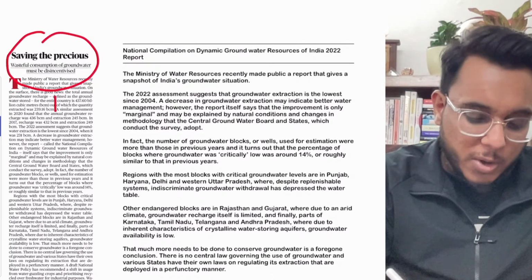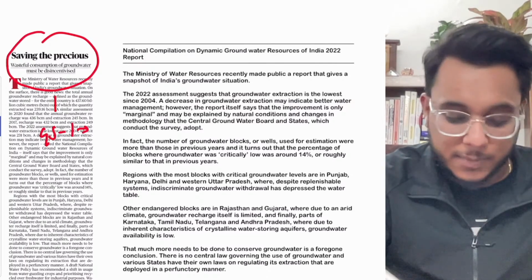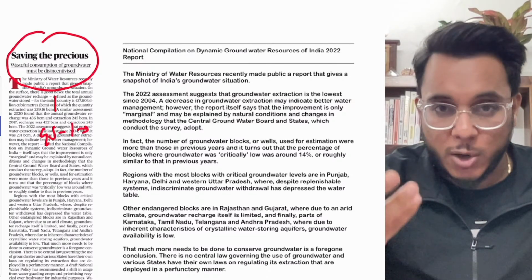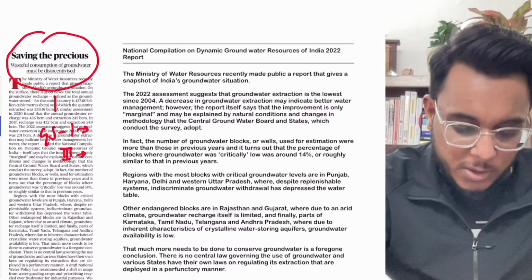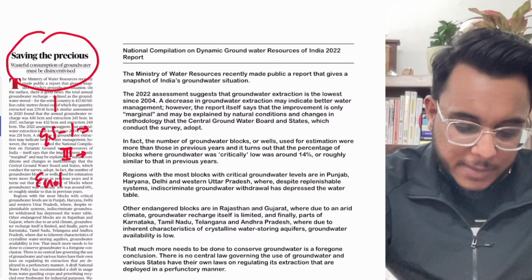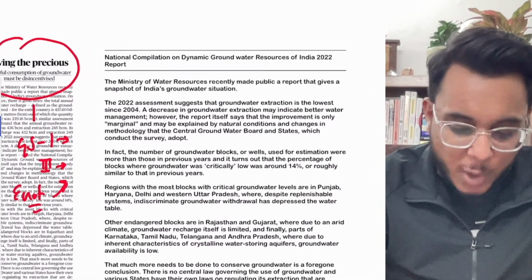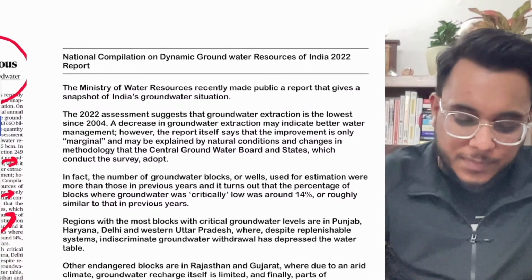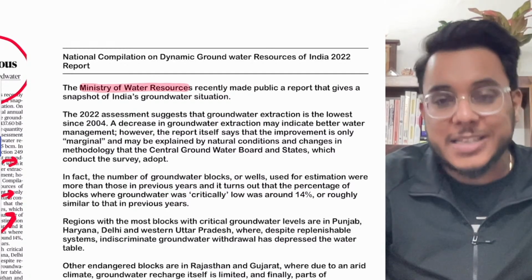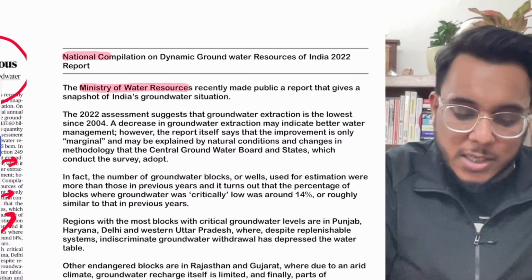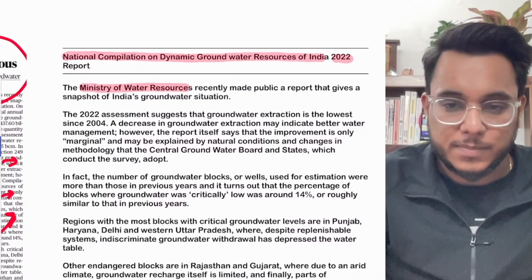Saving the precious. Now this particular article we will see with respect to GS paper number 1, groundwater, geographical phenomena, geographical resources are mentioned there. In GS paper number 3 also, environment, we will use this particular article. Now understand first of all what has happened recently: the Ministry of Water Resources has released a report, and the name of the report is the National Compilation on Dynamic Groundwater Resources of India 2022 report. Is it clear or not?